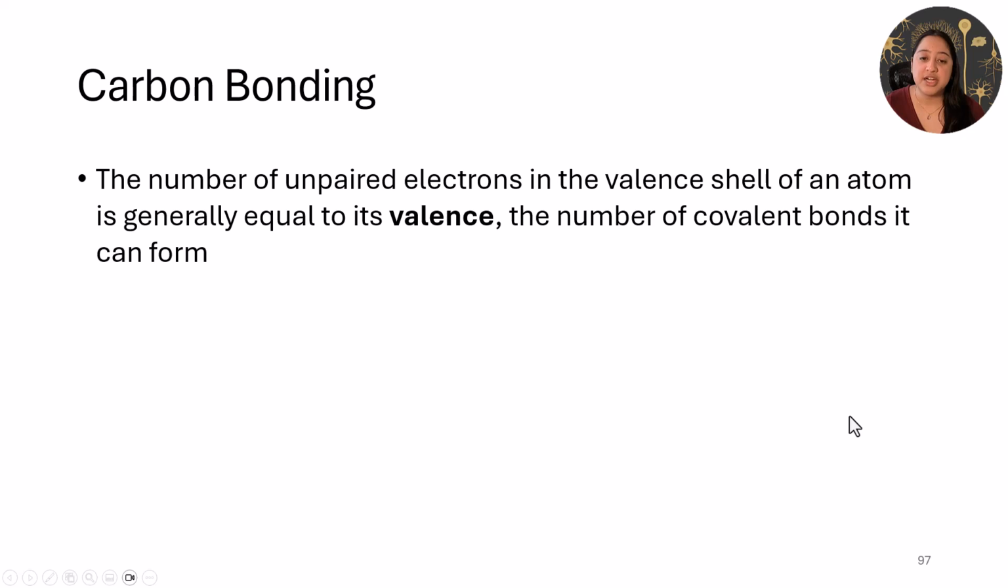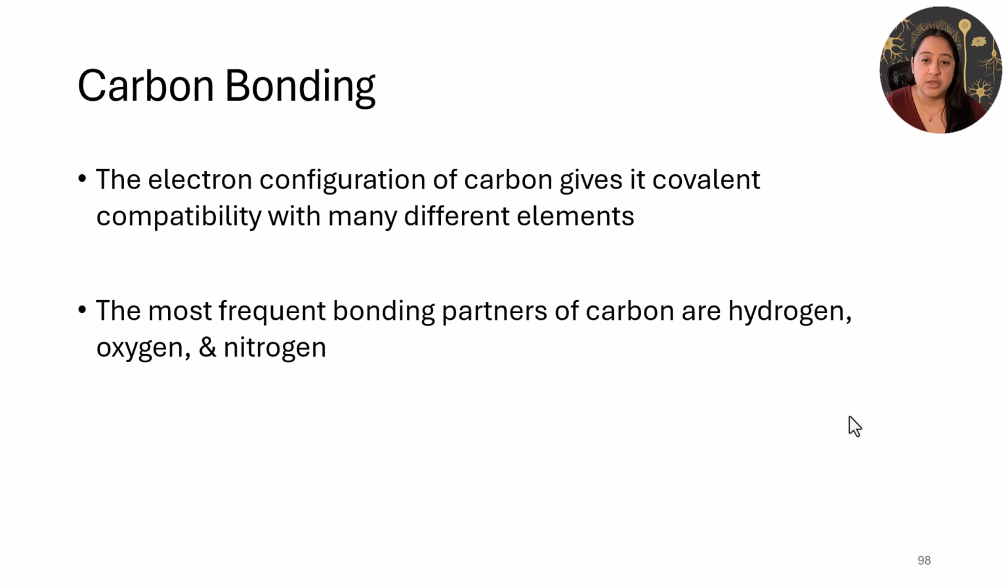So the number of unpaired electrons in the valence shell, as a reminder, is called its valence. If there are 4 unpaired electrons, then it has a valence of 4. That's the number of covalent bonds it can form. So the electron configuration of carbon gives it covalent compatibility with many different elements.